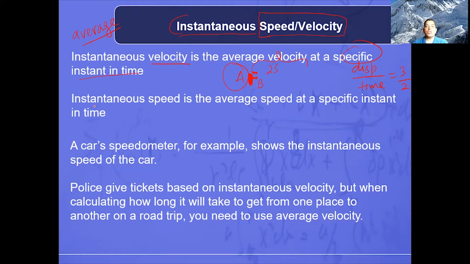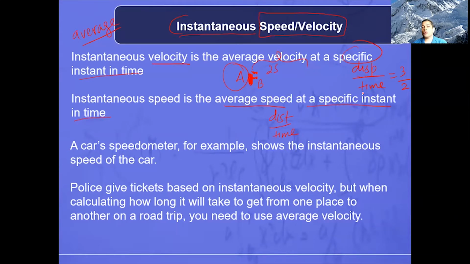Similarly, what is instantaneous speed? Instantaneous speed is the average speed at a specific instant in time. It's the average speed, meaning it's just the distance over time in this case. Distance over time.